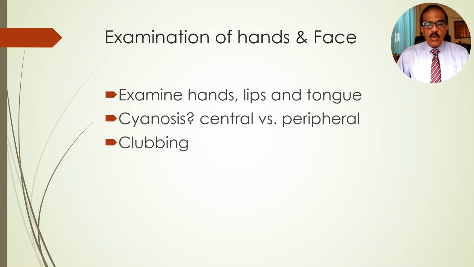And I think you already know clubbing has various stages. Initially, there may be just the obliteration of the angle. Normally, there is an angle between nail and the nail bed, but that angle becomes less and less obvious, and then it becomes straight. Then there may be clubbing, and there may be fluffiness, and then there may be actual thickening of the distal part of the radius and the ulna also. So that's stage 4 clubbing. I think detailed discussion on clubbing will be covered in a separate video.